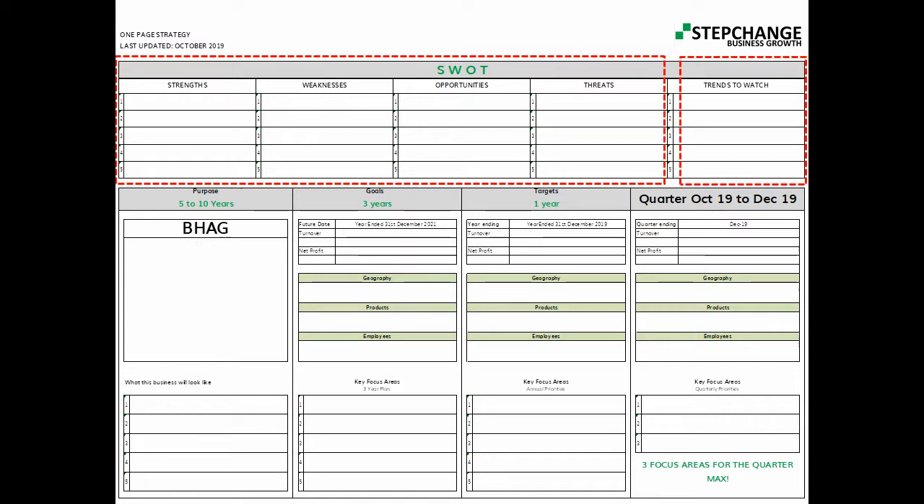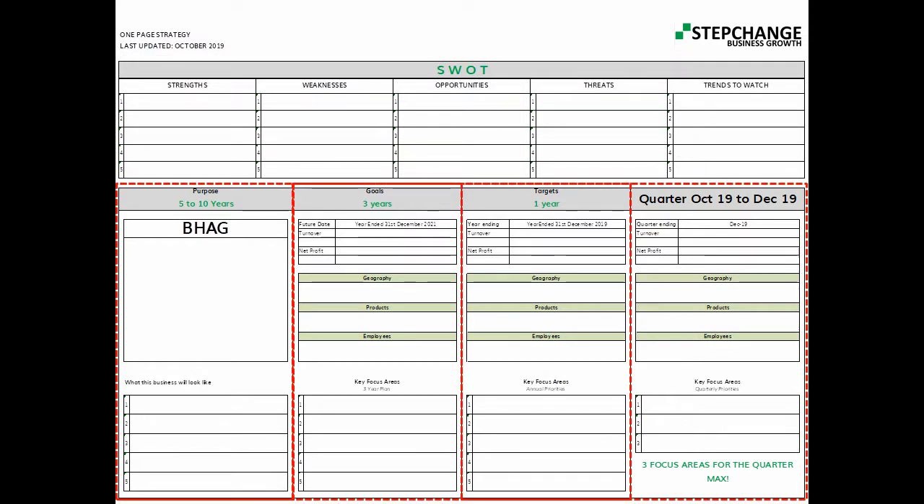I like to also add a trends to watch column onto this, which is very important because it makes the business fully aware of the way the markets are moving, environmental issues that might impact on the business, or any kind of trend pertinent to your business.